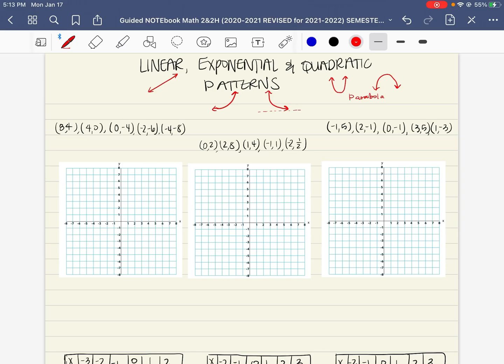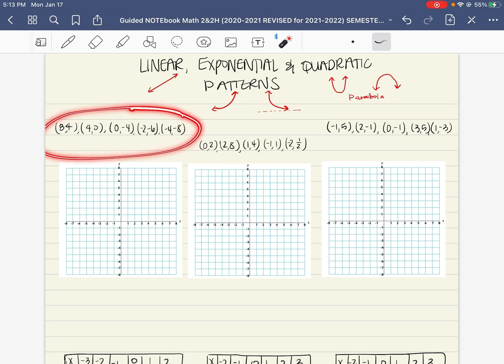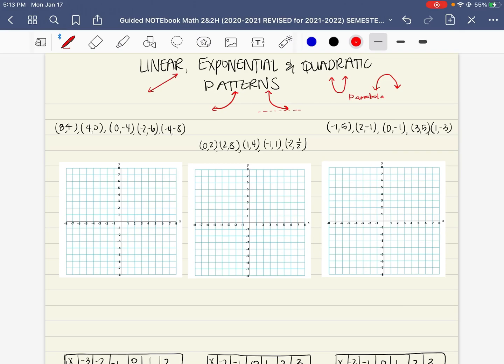So on this first one, I'm going to look to the left here. There's some data points given, and you're going to be asked to graph. So I'm going to plot these, which means this first one goes 8, 4. So I'm going to go to the right 8, up 4, then I'm just putting a point. The next point is 4, 0. So that would be over to the right 4. 0, negative 4. So this one doesn't move right or left at all. It just goes down 4. I've got negative 2, negative 6. So I'm going to go to the left 2 and down 6, and then negative 4, negative 8. So I'm going to the left 4 and down 8.